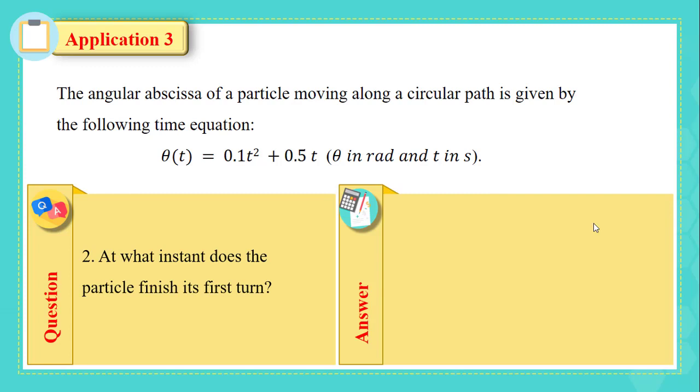Part 2. At what instant does the particle finish its first turn? We know first of all that theta 0 is equal to 0 radians.